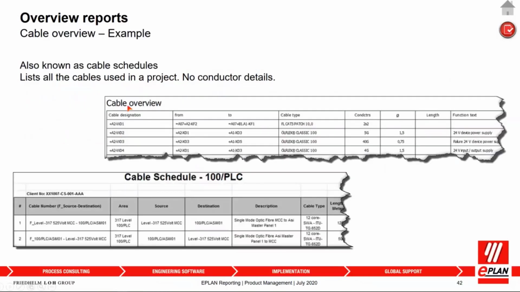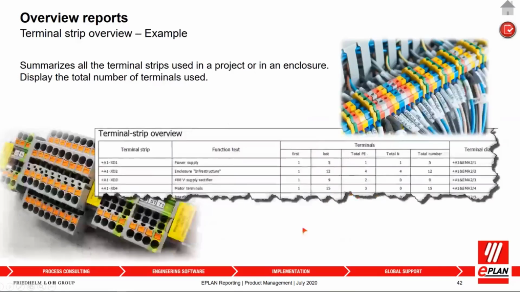So things like cable schedules or a cable overview would be a report created here. Here you can see a cable overview with the cable name, the source, the target, the cable type, how many conductors, the cross section, the length, the function text. And here's a cable schedule, which is exactly the same information. You have the number of the cable, the source, the target, and the purpose of that cable with the cable type and all that. So these can be easily listed out of your project in one report or a multiple page report.